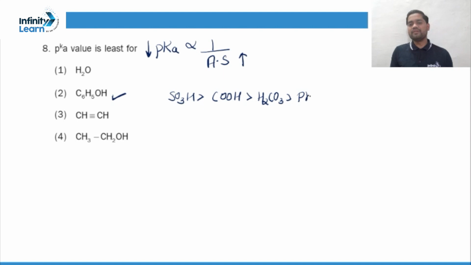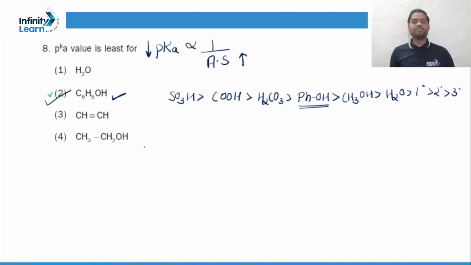Then comes phenol. Okay. Then comes methanol. Then comes water. And then comes 1 degree, 2 degree, 3 degree alcohols. Okay. So if you'll see, the most acidic is what? Phenol. Then comes water and alcohol, and the last one is alkyne. Hence, the right answer will go to option number 2.